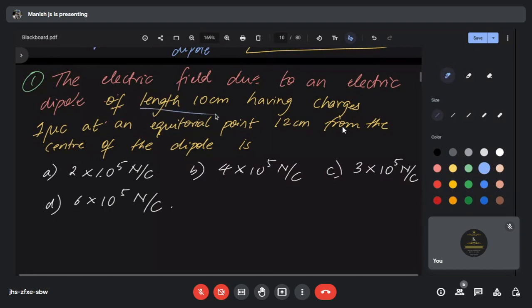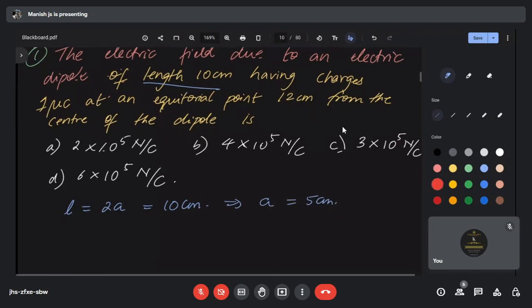They have said dipole of length. That means the length of a dipole is always 2a, the total length. So they have directly given 2a, whose value is 10 cm. Then a you can calculate. a is nothing but 5. So that is one thing.